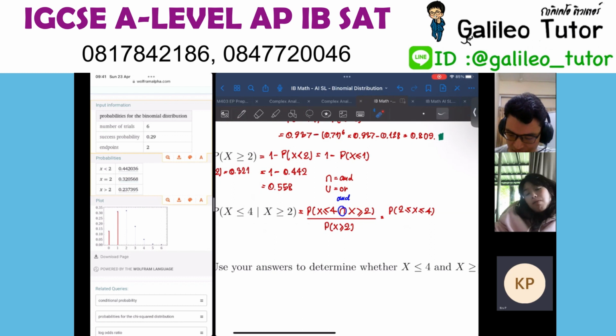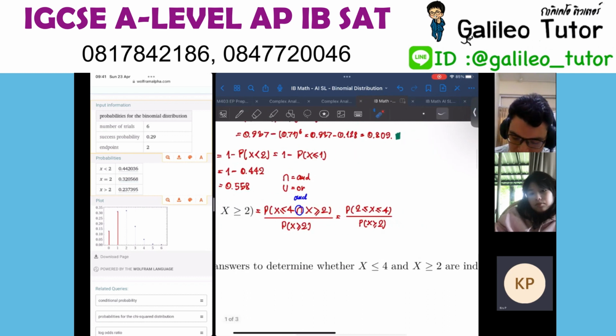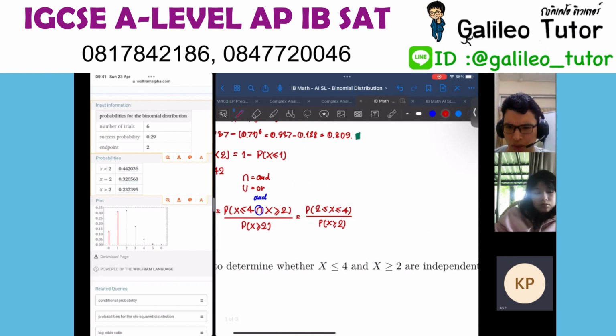Okay, right? This inequality is read as x greater than or equal to 2 and less than or equal to 4. It's going to be equal to this one divided by the probability of x greater than or equal to 2. Alright, now let's calculate this numerator here. So how do we get this numerator?